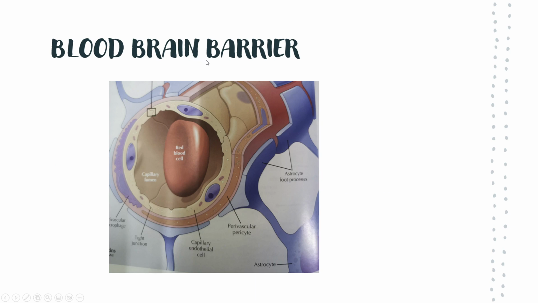So this is a picture of a blood-brain barrier. You can see the astrocytes in blue is covering the capillaries, so that even smaller things that can go through the capillary cannot go through the glial cells to reach the neurons.